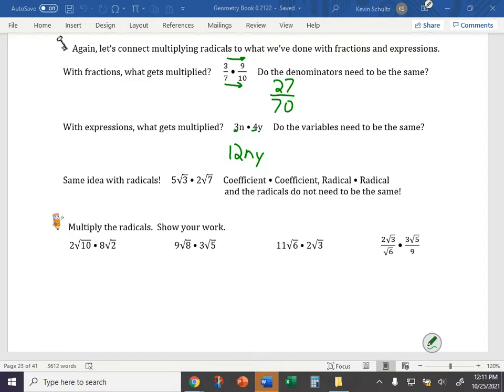So when we get to roots, it's the same idea in that we're multiplying the coefficient by the coefficients. So 5 times 2 would be 10. And we're multiplying the root by the root. And here's the best part, folks. Those roots don't have to be the same as when you're adding or subtracting. Just like our denominators in fractions don't have to be the same, our variables don't have to be the same. We simply multiply 3 and 7, and that product goes under the root. So 10 root 21.